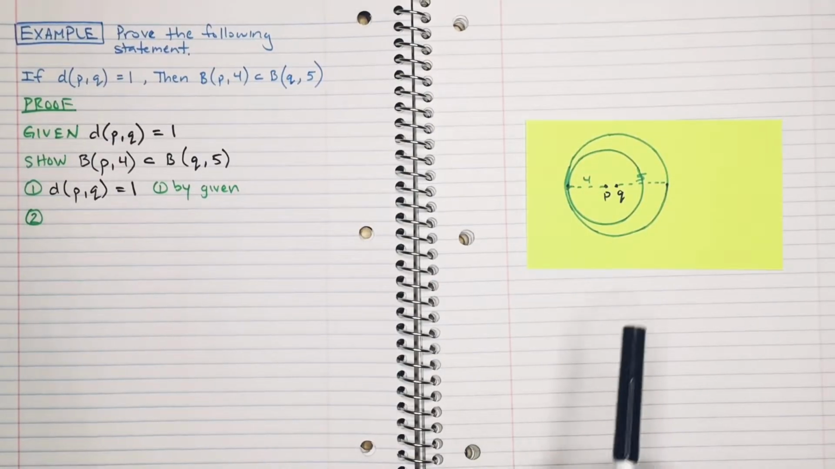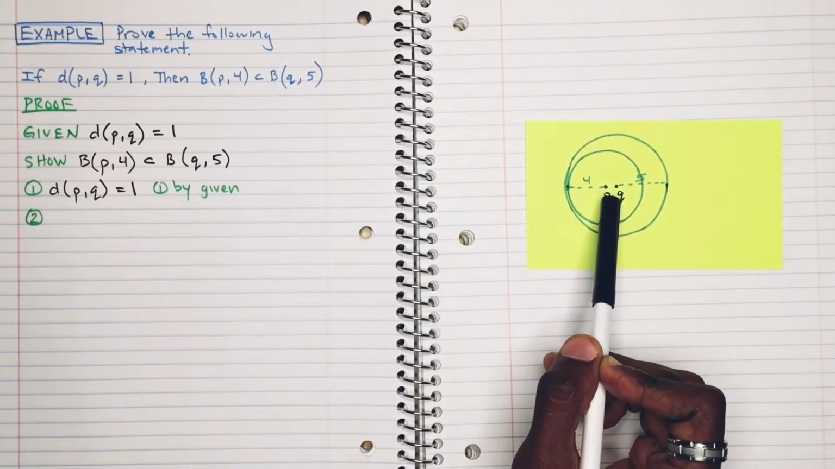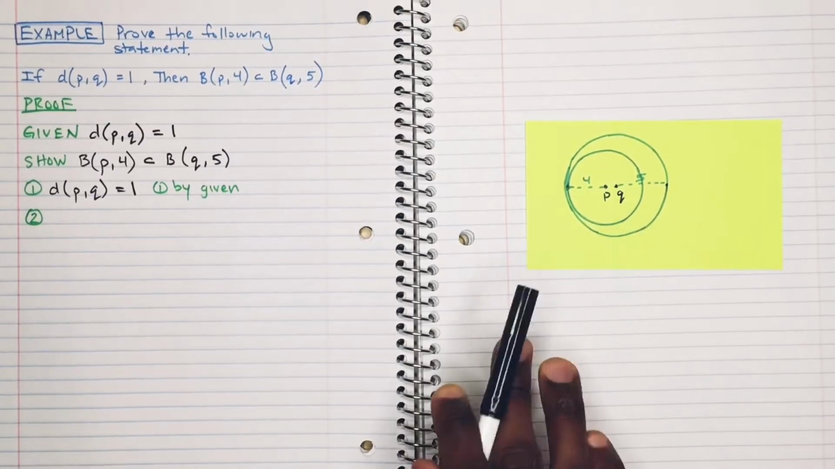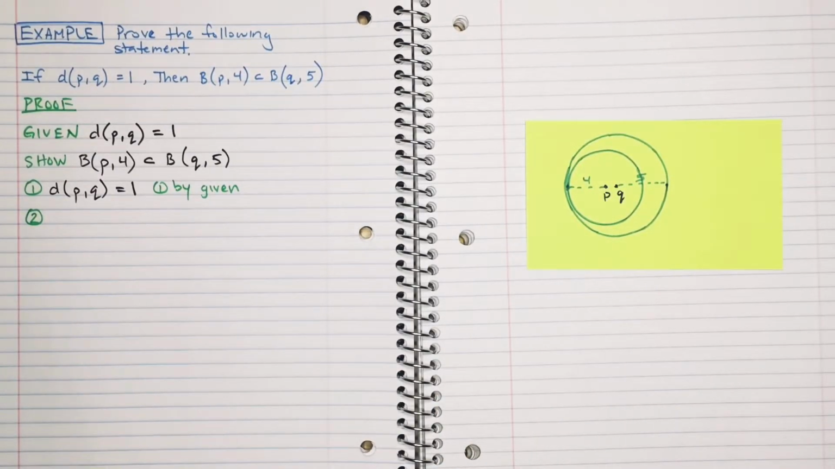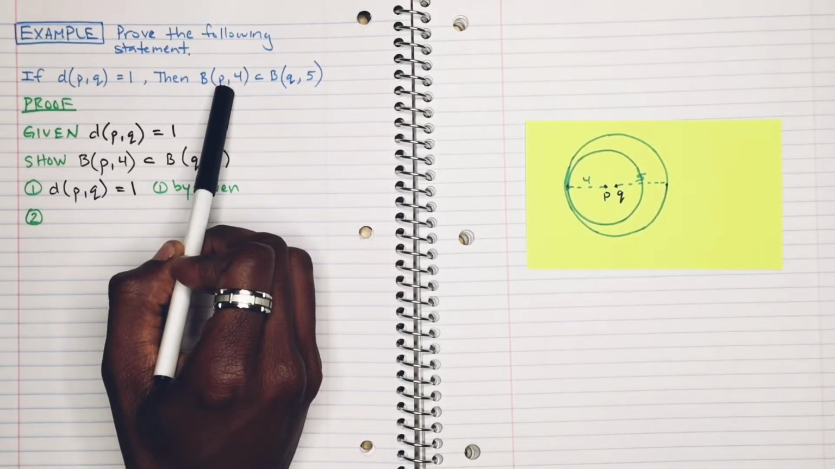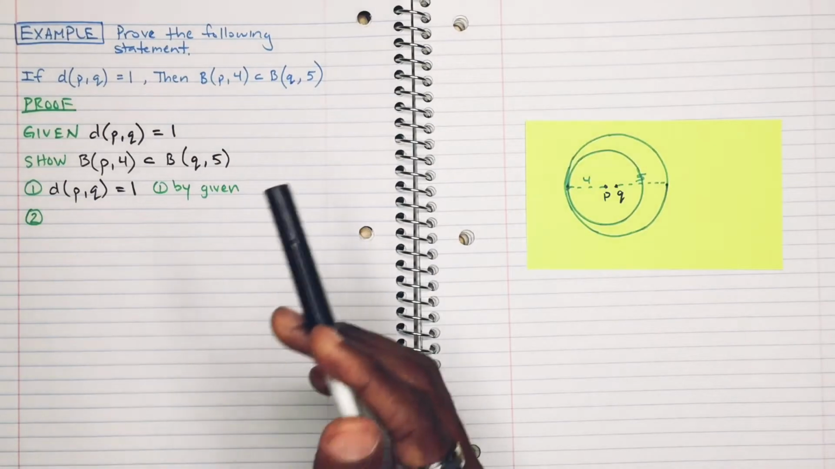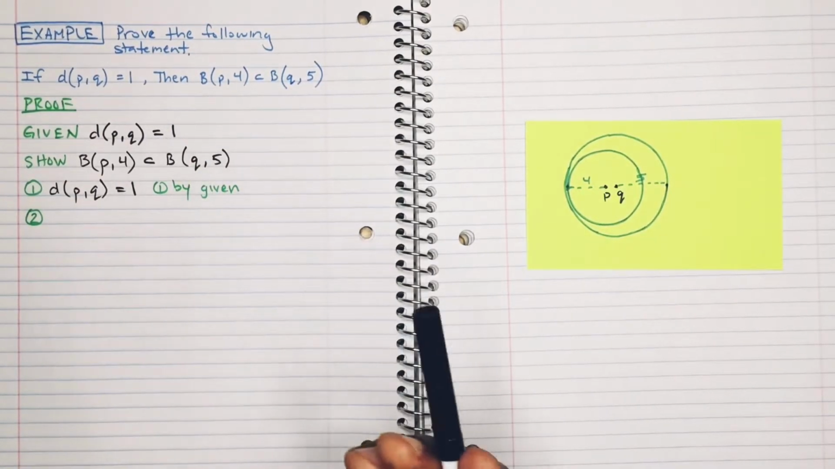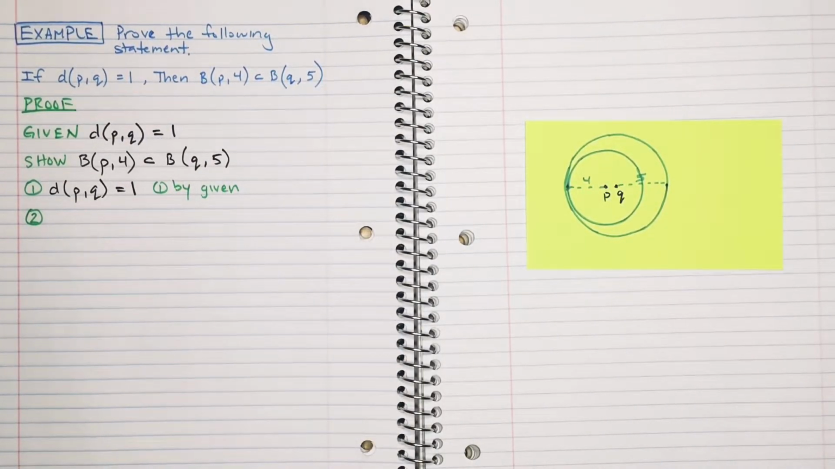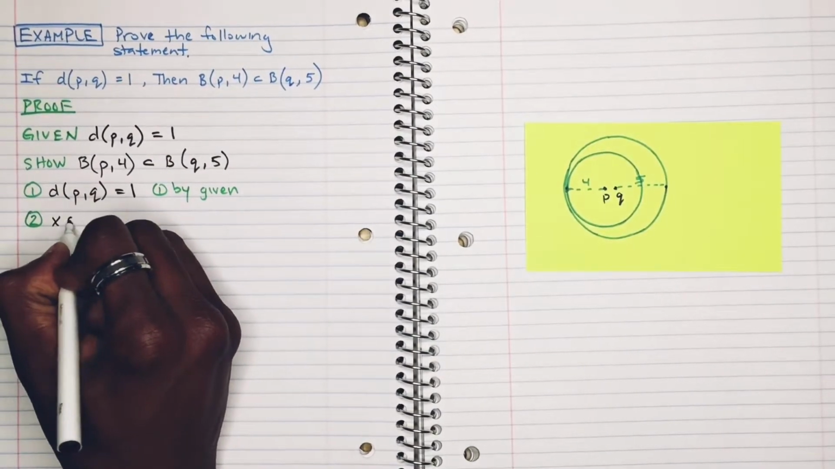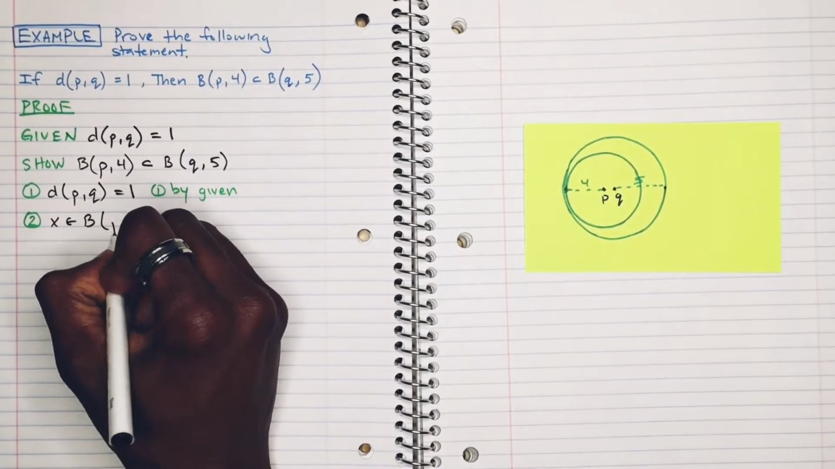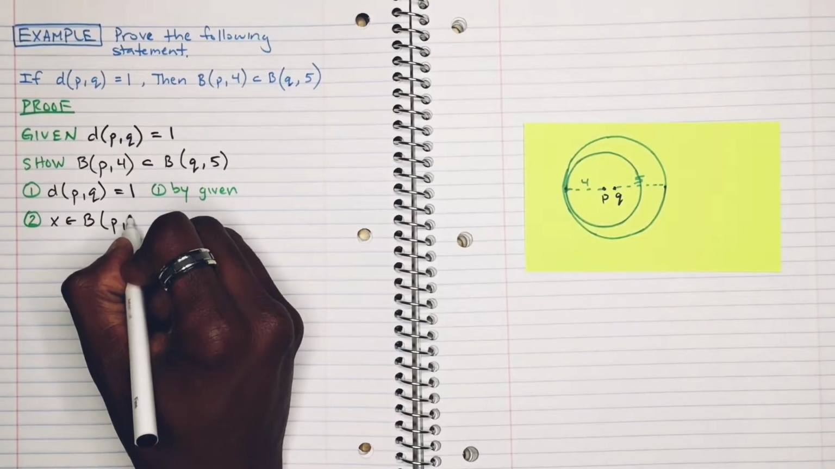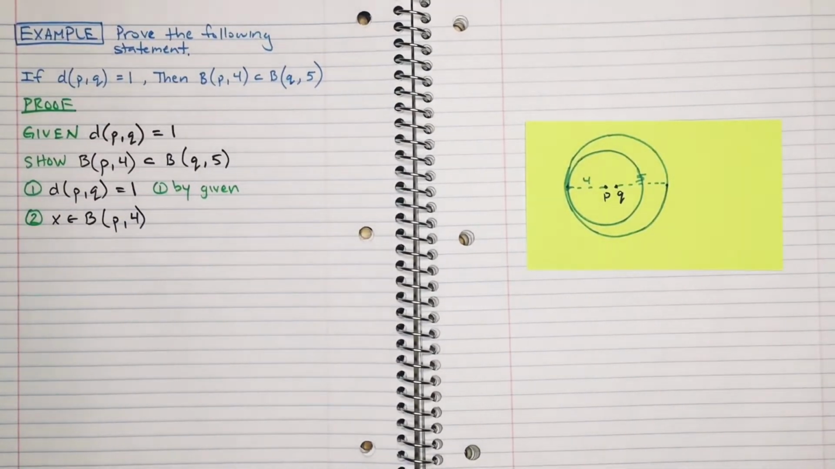Now, we can already see from our diagram that the ball P is actually in the ball of Q. That we can already see, but we want to prove it. We're going to use an arbitrary point, okay? We're going to call it point X. And we're going to put this point X inside the ball P and see if it still lands in the ball Q. So let's do that. We're going to say that X is in the ball from the center point P to radius 4.